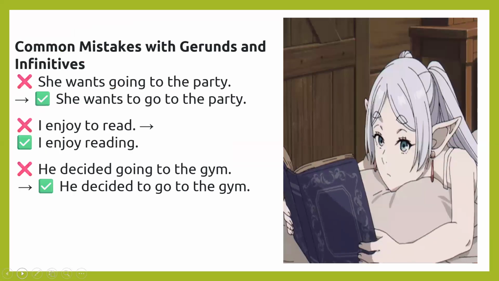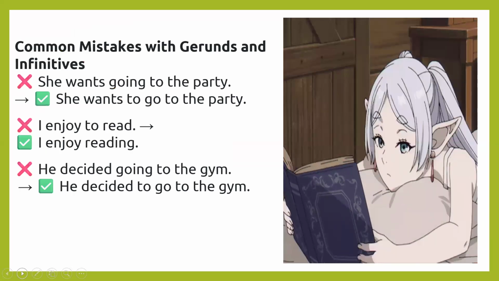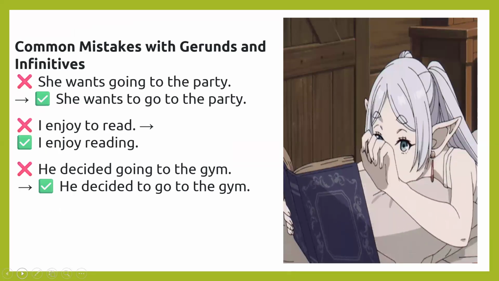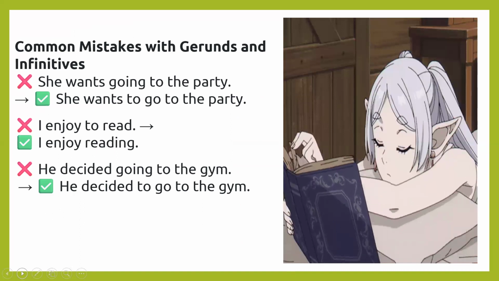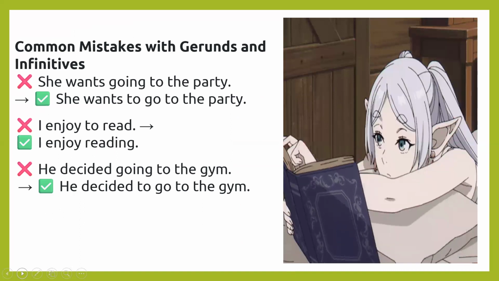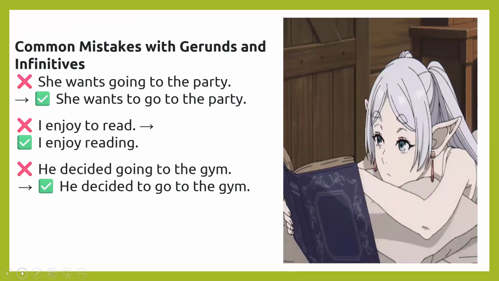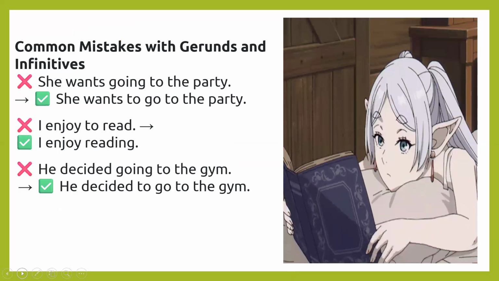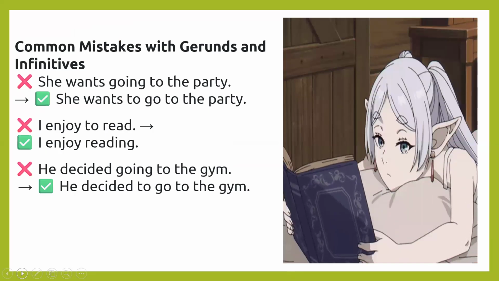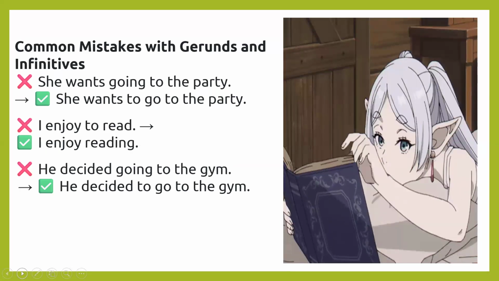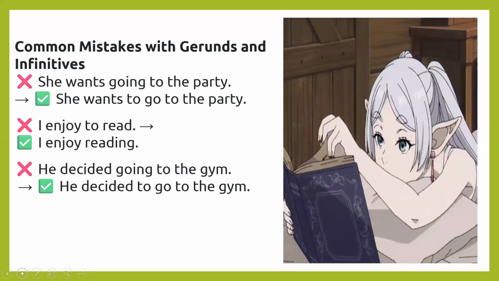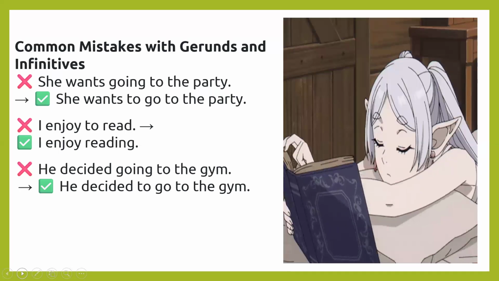Common mistakes: how to avoid them with gerunds and infinitives. For example, "she wants going to the party" is wrong, because the verb "want" will not take a gerund. You have to say, she wants to go to the party. "I enjoy to read" is wrong because "enjoy" takes a gerund, so "I enjoy reading" is correct. Next example: "he decided going to the gym" is wrong, because "decide" takes an infinitive. So, he decided to go to the gym. You have to memorize a list of which verbs are used with gerunds or with infinitives.